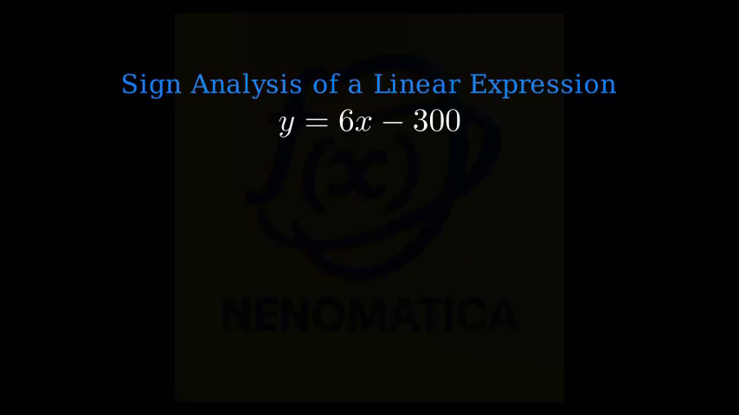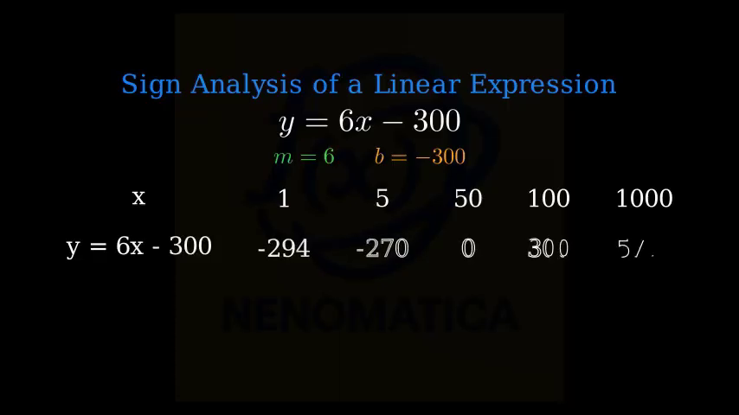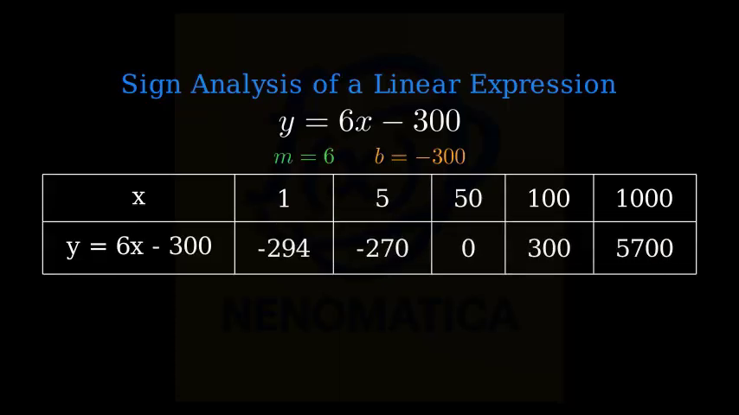Here is the model. Y equals 6x minus 300. This is the slope-intercept form. The slope is $6 per item, and the vertical intercept is negative $300, which represents the fixed cost. We are going to compute outputs for a few inputs to build intuition. Let us substitute several values of x. We will evaluate at 1, 5, 50, 100, and 1,000.